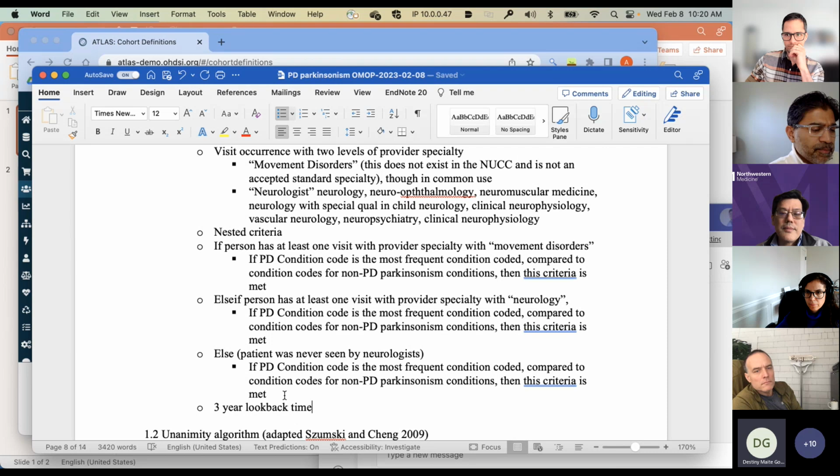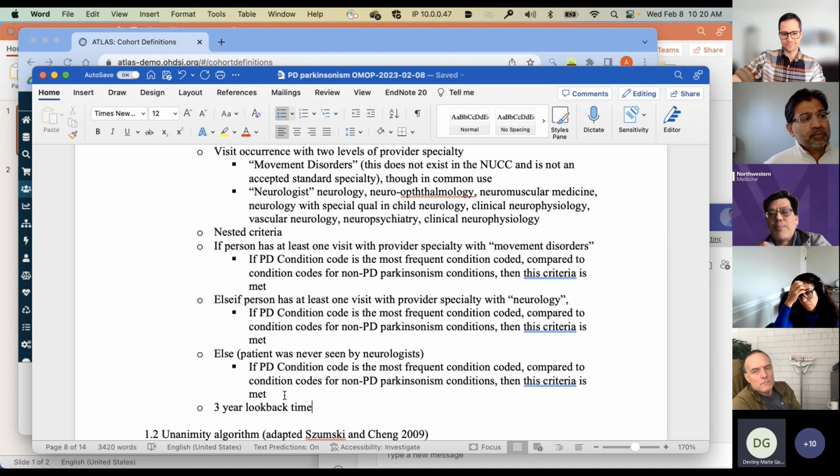Yes, could you elaborate on the most frequent rule here? In other words, is it at the subject or the patient or the person level, or are we talking about the provider level? The provider more frequently codes Parkinson's disease versus non-PD Parkinsonism, or is it the patient got more codes? Yeah, it's patient person oriented, because the patient may see multiple movement disorders people or multiple neurologists, and they will disagree on the diagnosis.